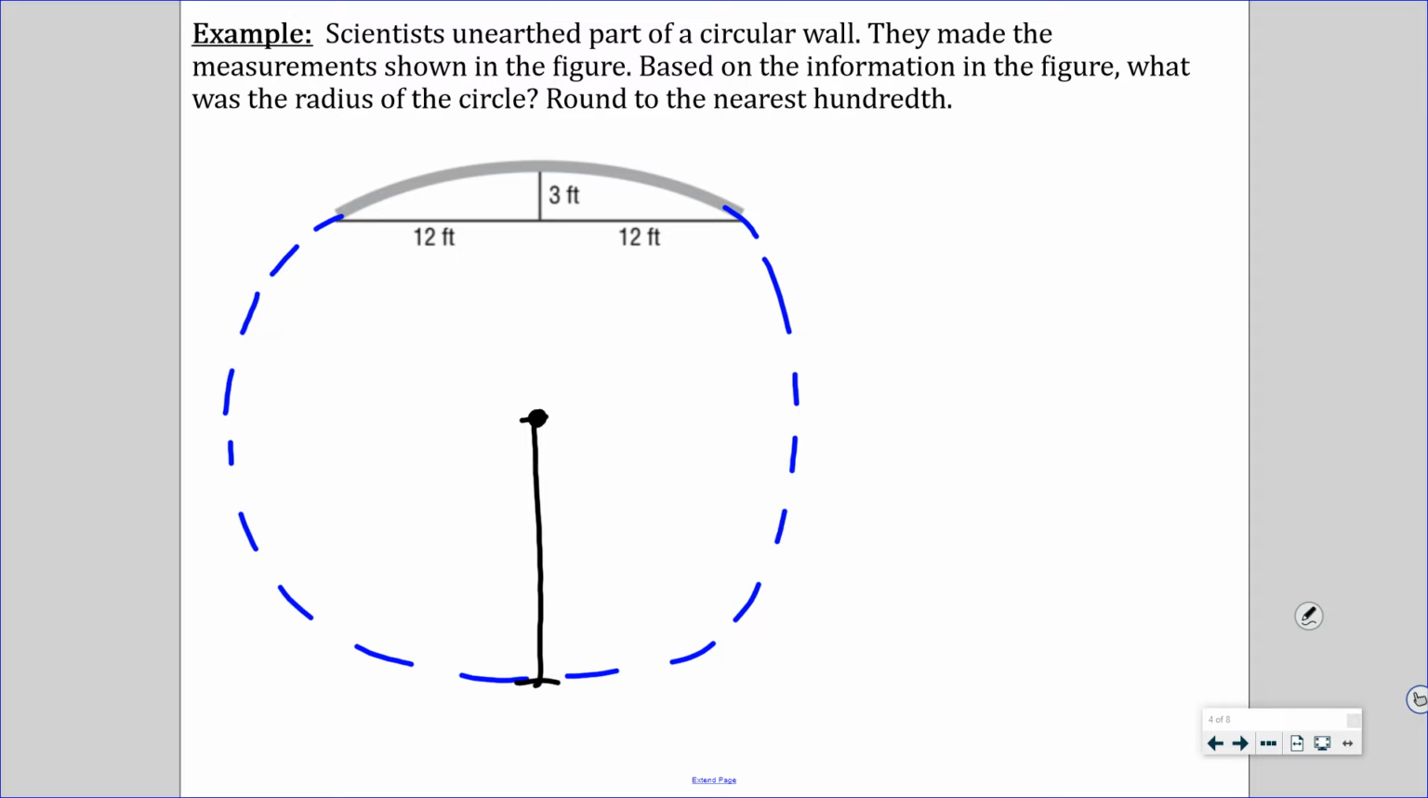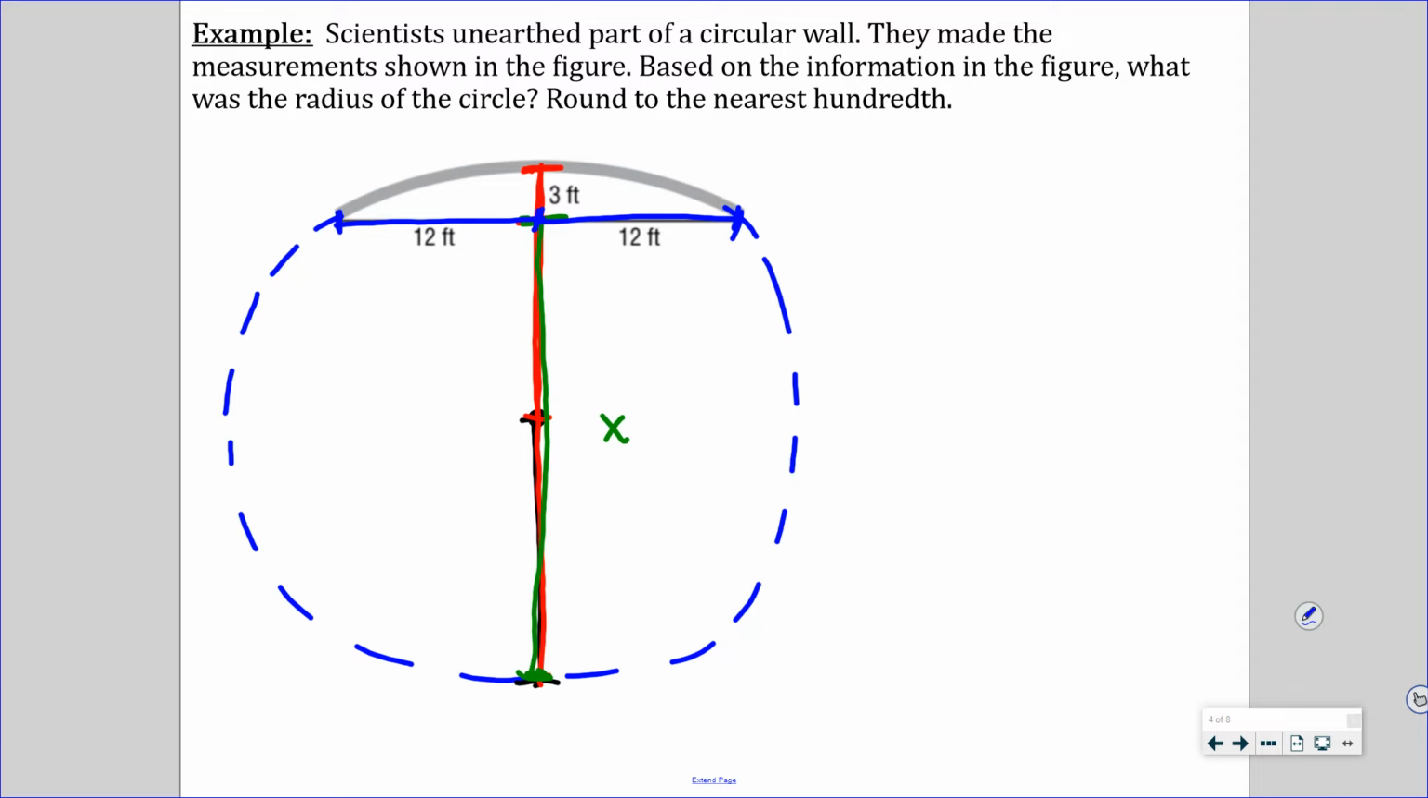All right, well, the measurements shown, we know that this piece had a height of 3. So that height is going to be directly perpendicular to this. So it's going to be part of this whole diameter. Now only this chunk is 3. I don't know what this chunk is. I'm going to call it x. This whole green chunk is x. But I know this chord that it's bisecting is 12 and 12.